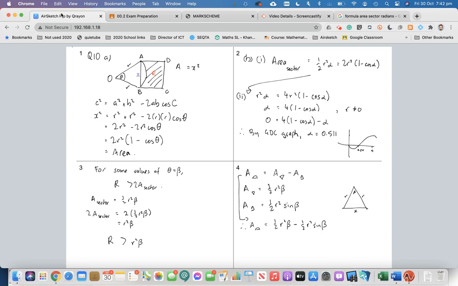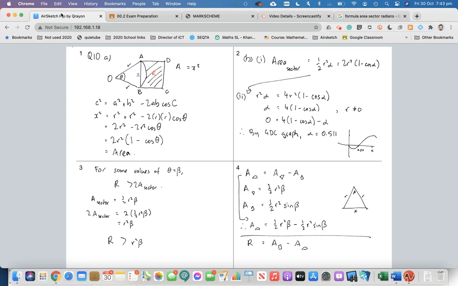Well, the reason why I did that is because I know that R, which is the area of that region, is going to be the area of the square minus the area of the segment. And the good news is that we've been given the area of the square in part A, if you remember. So let's put it all together.